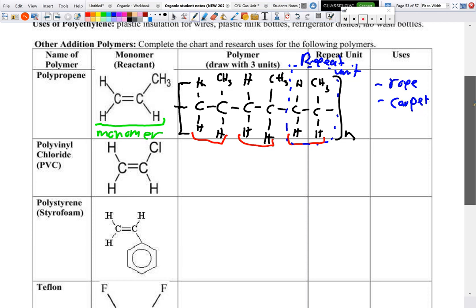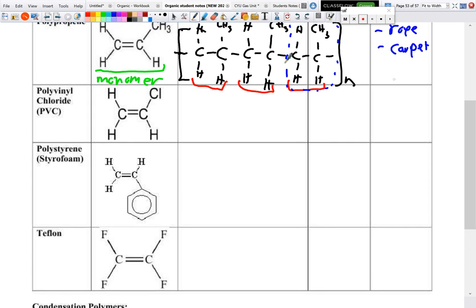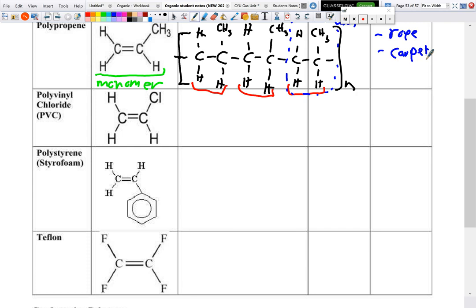So I will fill in the uses there for you, but for PVC, styrofoam, and Teflon, I'd like you to try to get to 3 repeating units for the other ones there as well. All right, so pause the video, try them out, and the answer is going to go up in 3 seconds.